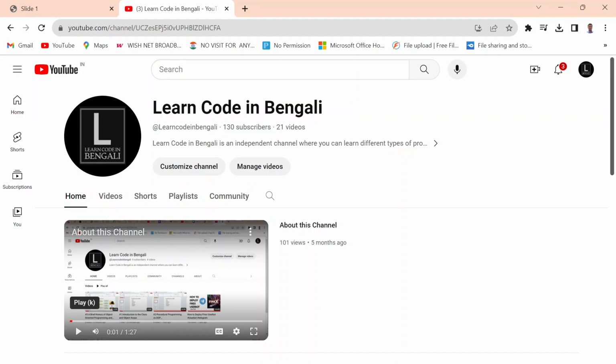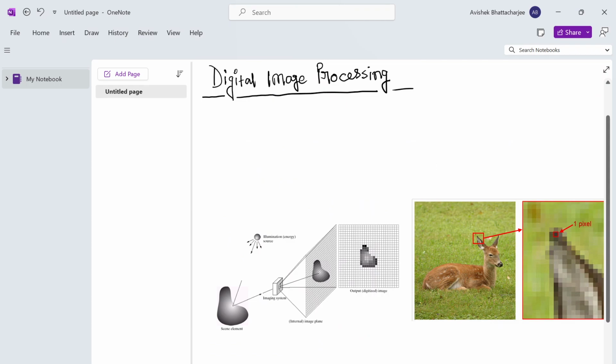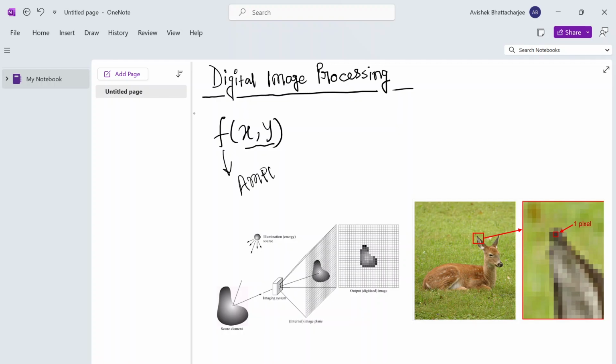Before starting, we will give you the introduction of digital image. So what is called an image? An image is a two-dimensional representation f(x, y). You can represent an image like this. What is xy? xy is the coordinates of an image, and f is the amplitude of an image.